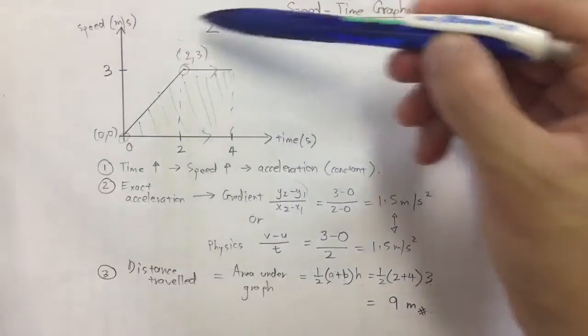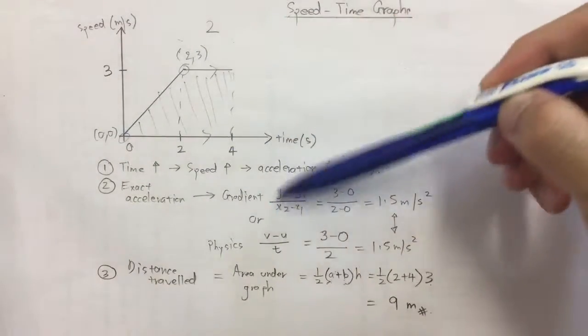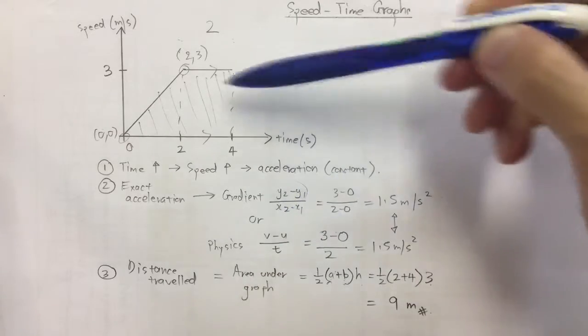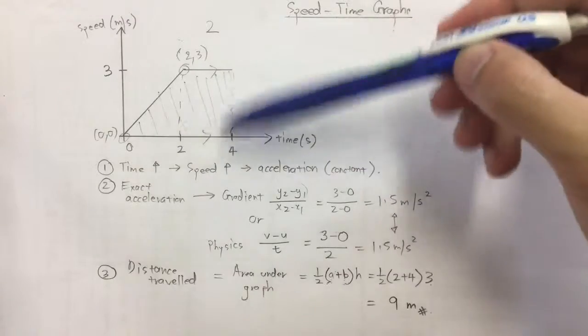From a speed time graph, I can find the exact acceleration of an object, finding the gradient in general, and I also can find the distance traveled by an object by finding the area under the curve.